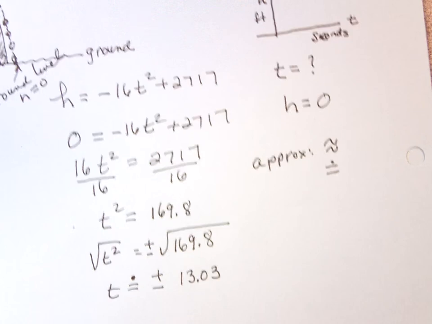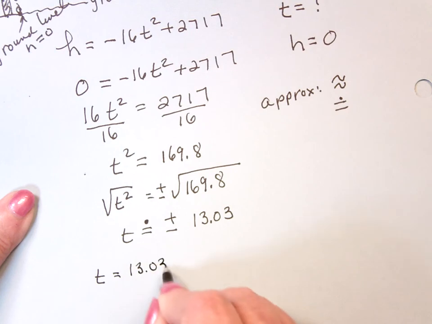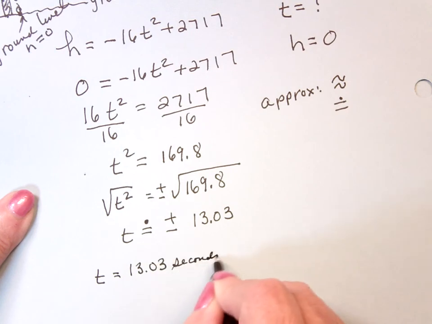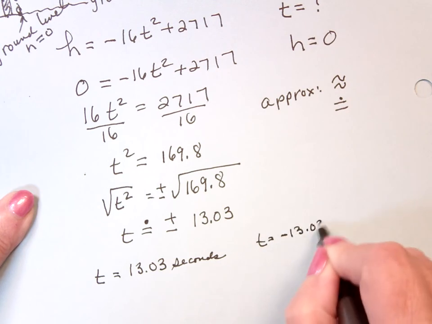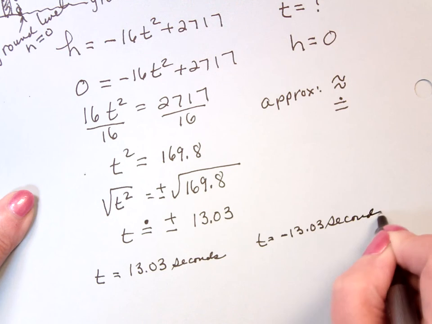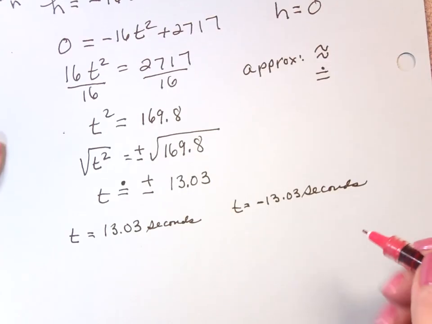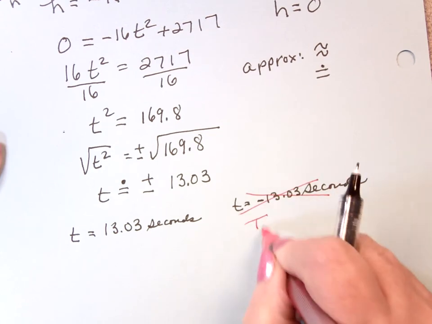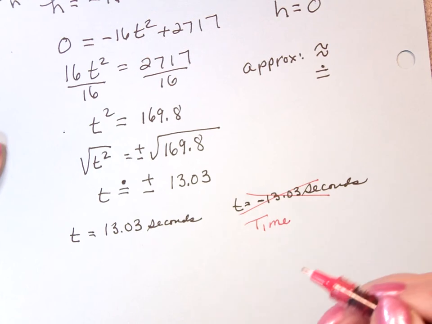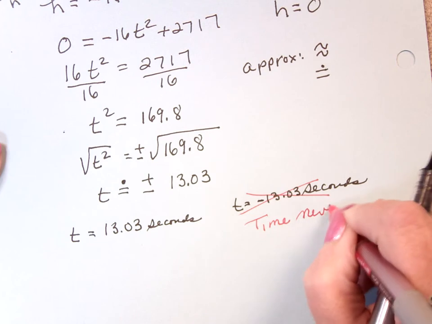Yeah. And the reason for that is this. We're saying t equals 13.03 seconds, right? Or t equals minus 13.03 seconds. What really in our world doesn't make any sense? The negative. And so time, even though sometimes we would like it to be, is never negative.